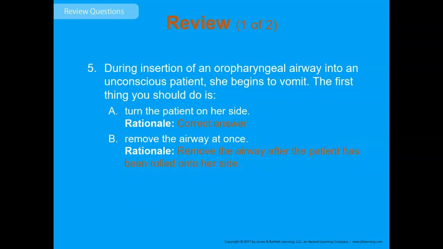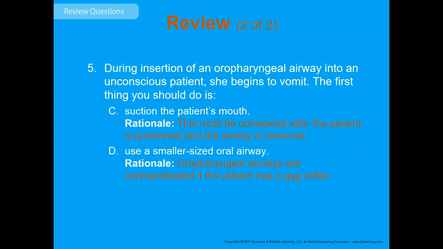So remove the airway at once: remove the airway after the patient has been rolled. We want to get them over first. And then suction the patient's mouth. This must be completed after the patient is positioned and the airway is removed. And then use a smaller one? Well, OPAs are contraindicated if the patient has a gag reflex, so we don't want to use a smaller one. And we also want to use the right size, kind of the right tool for the right job, right?